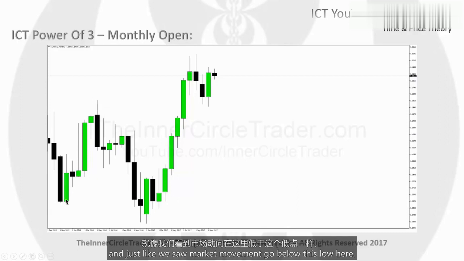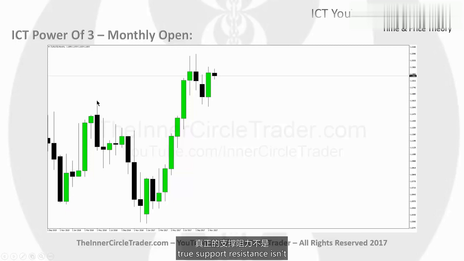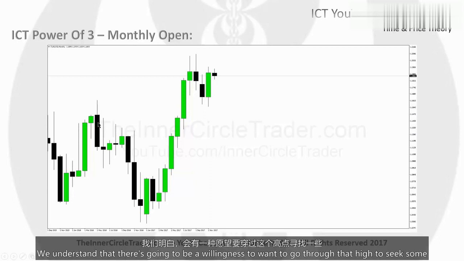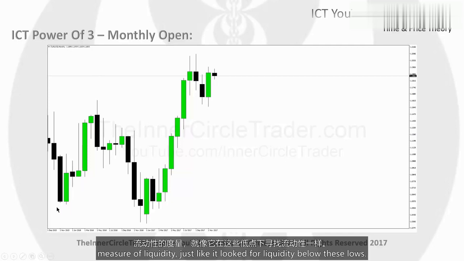And just like we saw market movement go below this low here, true support and resistance isn't a line in the sand. It can't go any higher than that. We understand that there's going to be a willingness to want to go through that high to seek some measure of liquidity, just like it looked for liquidity below these lows.